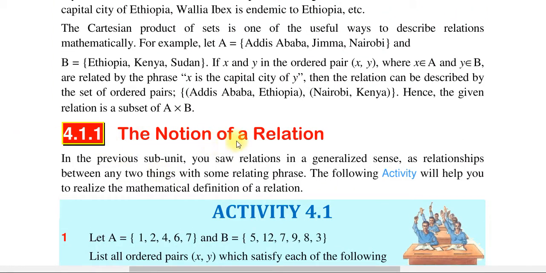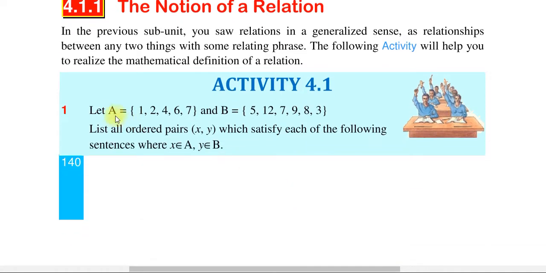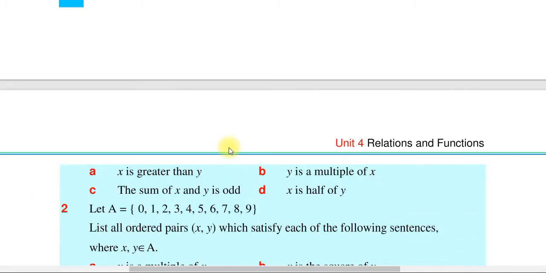ሌላኛው ደግሞ the notation of a relation. In the previous sub-unit, use our relation in generalized sense as a relationship between any two things with some relating phrase. ለምሳሌ ይህንን አክቲቪቲ ማየት እንችላለን። Let set A is the set of 1, 2, 3, 4, 6, 7 and set B is the set of 5, 12, 7, 9, 8, 3. List all order pairs x, y. We satisfy each of the following sentence where x is an element of A and y is an element of B ይለናል። ያ ማለት ምንድነው?